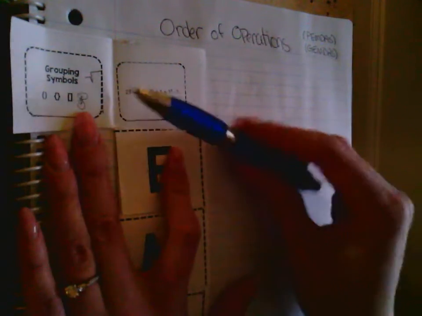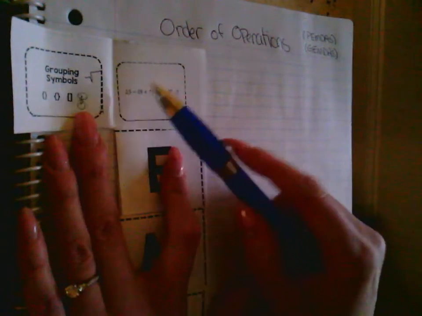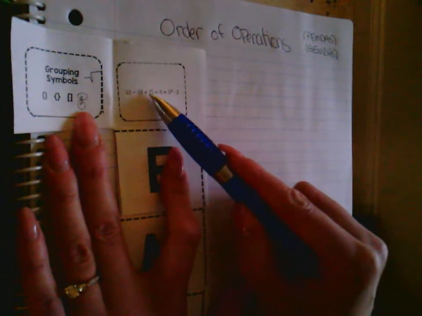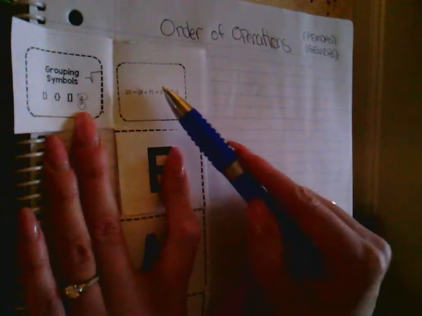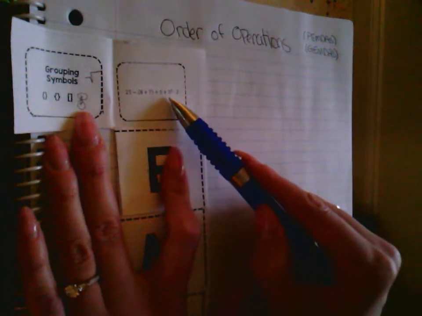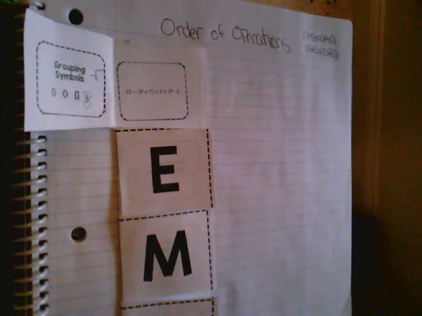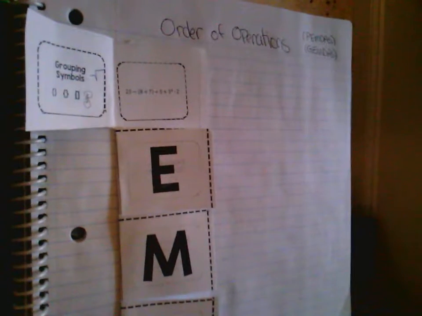So when we are looking at an equation, such as the one before, 25 minus, in parentheses, 8 plus 7, close your parentheses, divided by 5 plus 3 squared times 2. The first thing we're going to do is solve for anything within a grouping. So what I'd like you to do is get out a highlighter and highlight the grouping, which is going to be that parentheses. So we are highlighting our parentheses. Okay.